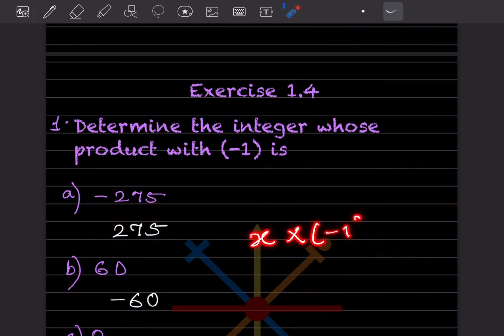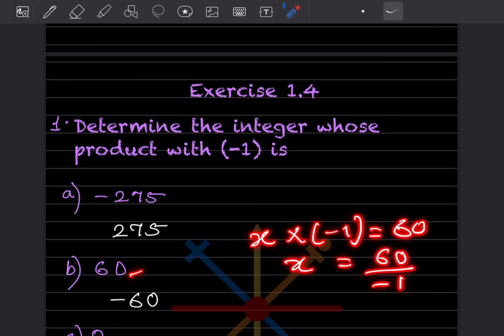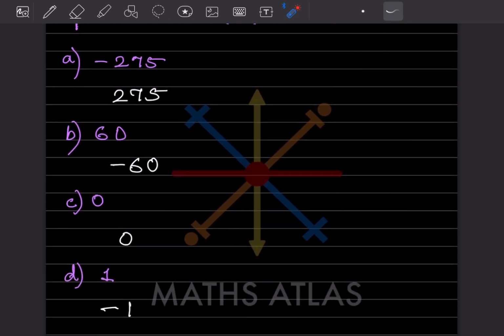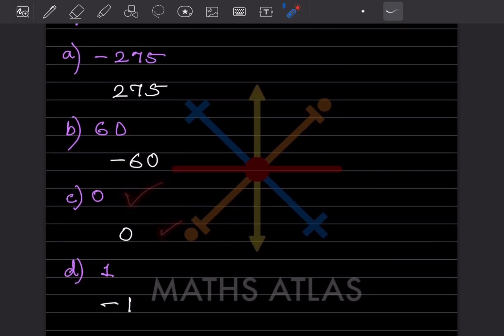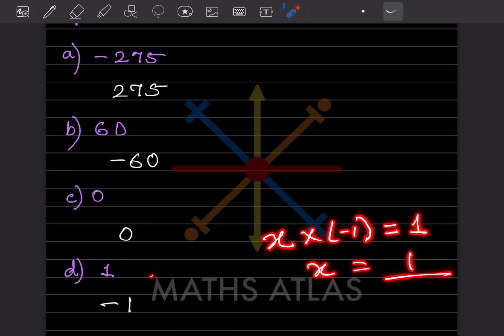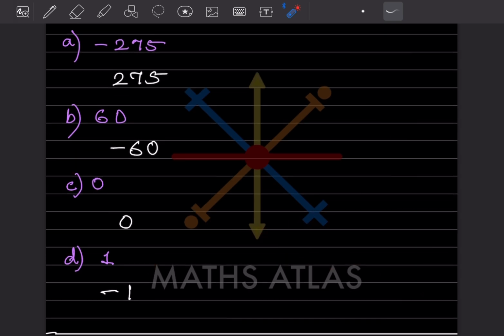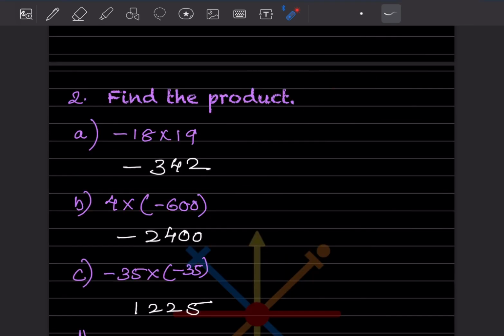Again, if you are taking with 60, that is going to be -60. With 0, itself will be 0. With 1, that is going to be -1. Then you have to find the product. So this is very simple. Only you have to look at the sign, that is, this is minus, and this you have to just multiply it. Again, this is negative, so this is very easy.